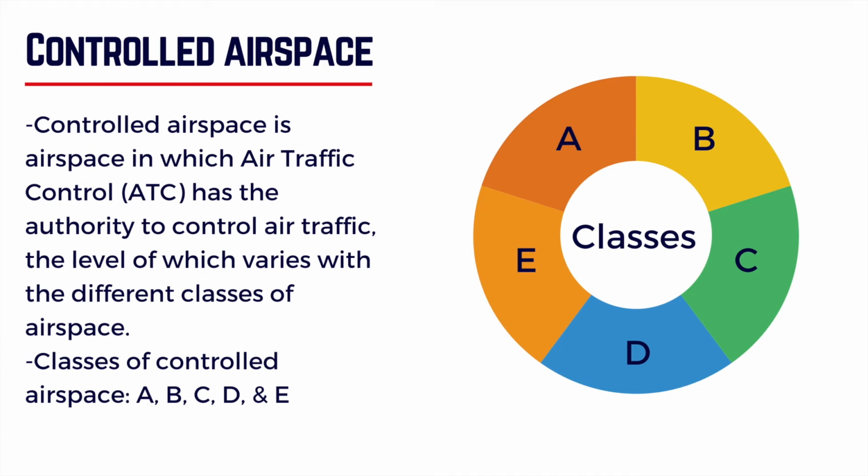Controlled airspace is airspace in which air traffic control, or ATC, has the authority to control air traffic, the level of which varies with the different classes of airspace. Classes of controlled airspace are A, B, C, D, and E.